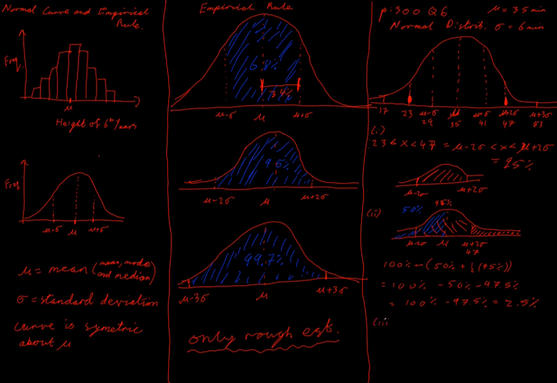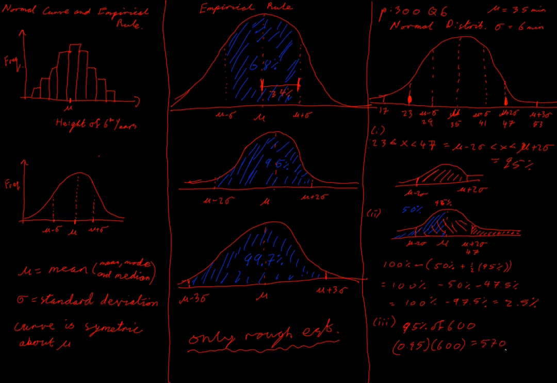Now, finally, part 3. If there are 600 factory workers, how many will take between 23 and 47 minutes to get to work? Well, we know that between 23 and 47 minutes is 95% of our population. So we're just looking for 95% of 600. So 95%, 95 over 100, we put that in our calculator and we get 0.95 multiplied by 600 is 570.